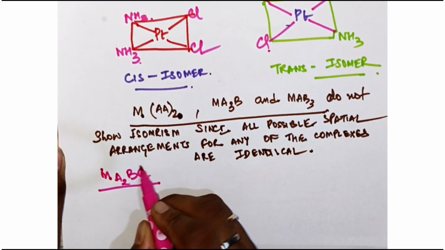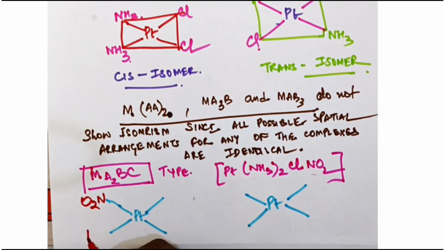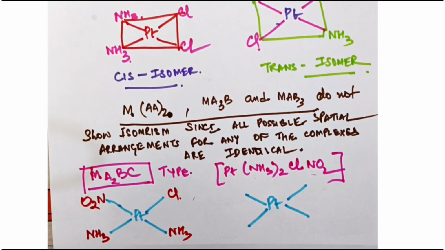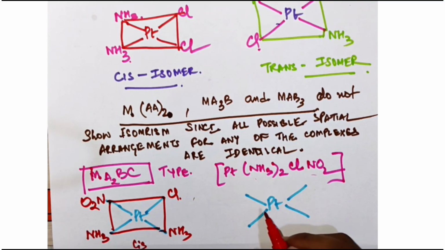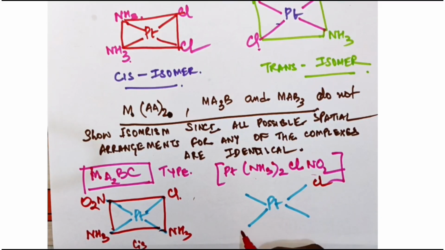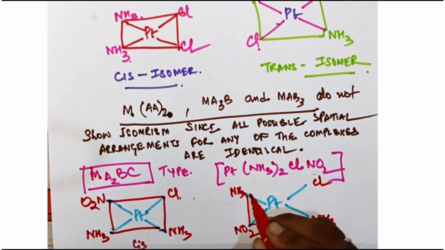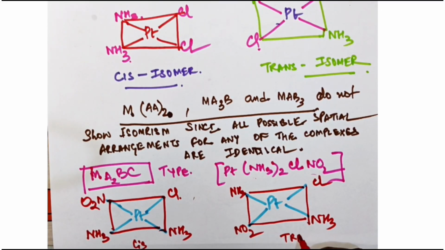Okay, so the next one is of the ligand type M A2BC. NH3, NH3, Cl. So what is the type? This is cis because two ammonia groups are on the same side. So this is cis. Now see here, if I put a Cl out here, again if I put your NO2 out here, ammonia in this side, ammonia in this side, is it not all trans to itself? So this is trans.